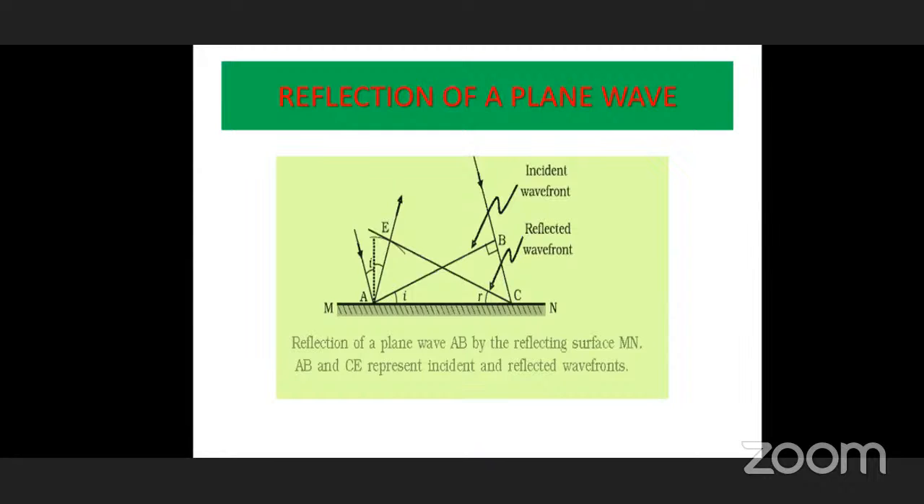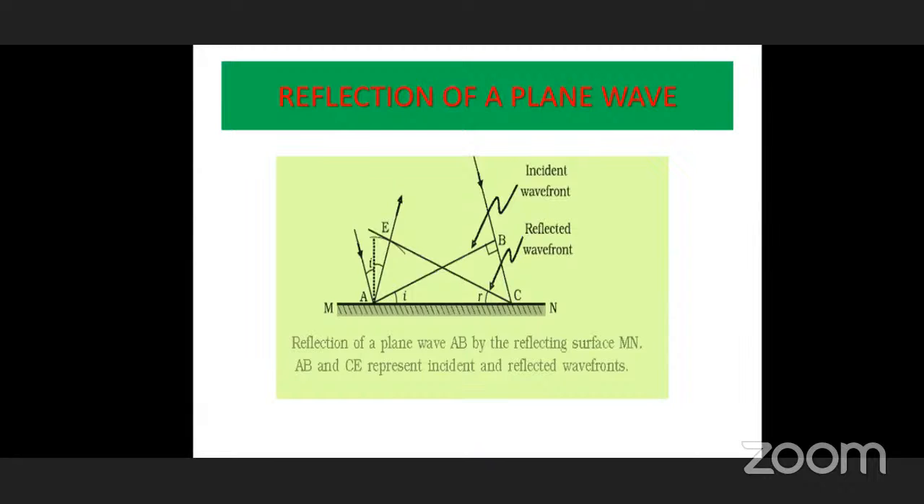AB is the incident wave front, incident on MN, a reflecting surface. While coming, this wave touches point A first. The angle of incidence of the incident wave on MN, the reflecting surface, is I.